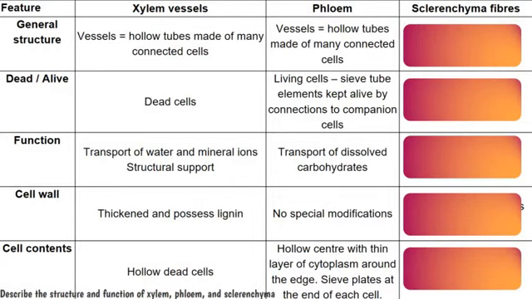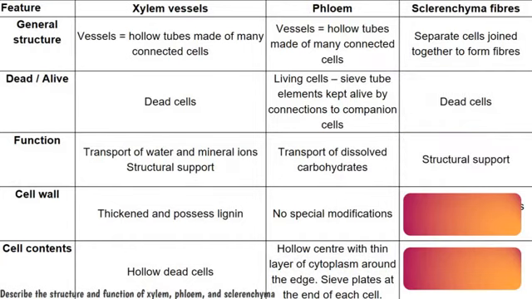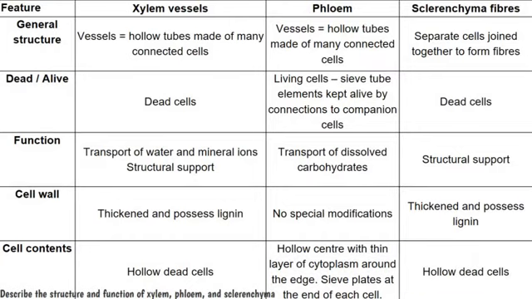Next up is sclerenchyma, and their general structure is that they are separate cells joined together to form fibers. These are dead too, and they're only there for structural support, like the skeleton of a plant, and they have a thick cell wall with lots of lignin, and again, like xylem, they are hollow, dead cells. So score yourself up, see how you did.